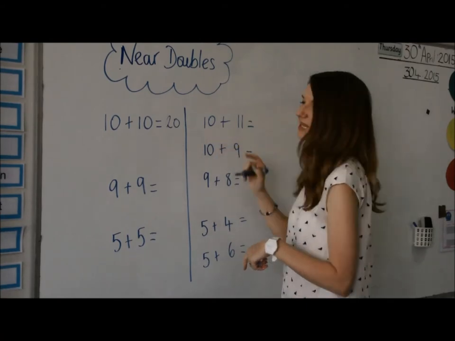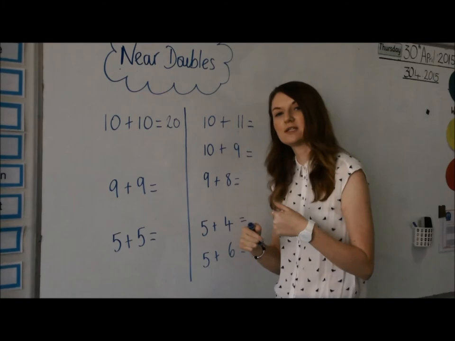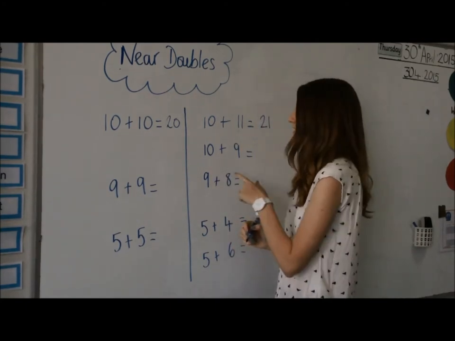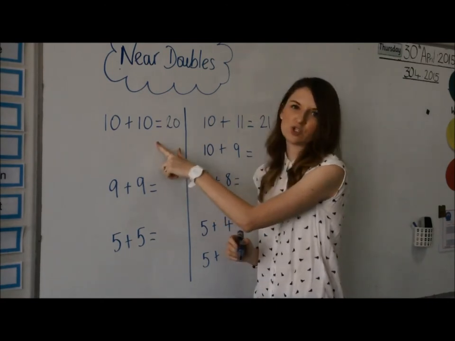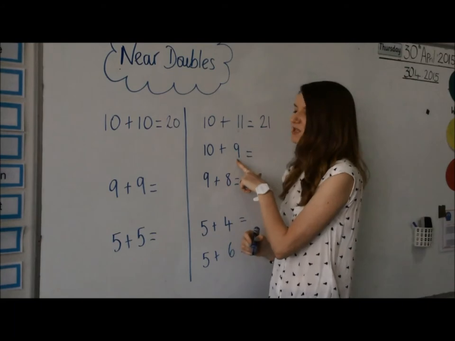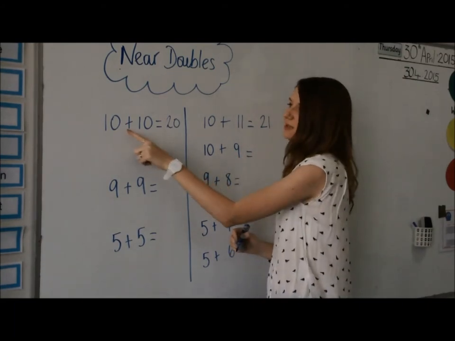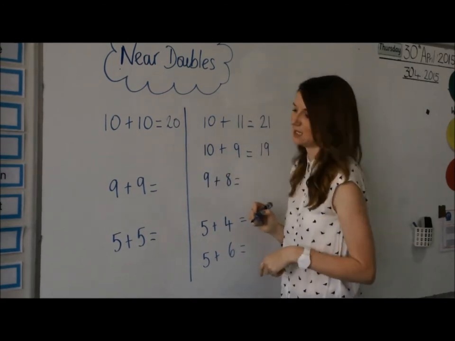So 10 plus 11, your child needs to calculate 10 plus 10 in their head and then know that they need to add on one more. So your answer would be 21. Similarly, if you want to find out 10 plus 9, again, 10 plus 10 is 20, so your child needs to know this time 9 is 1 less, so we're going to subtract 1. So 10 plus 10 is 20, subtract 1 becomes 19.